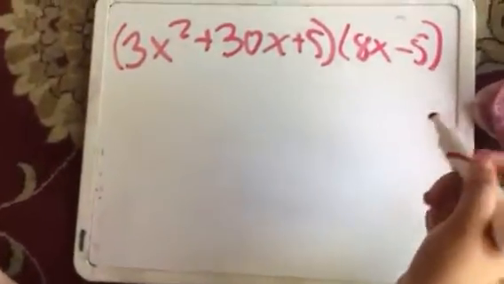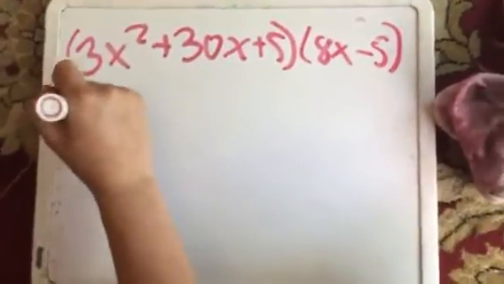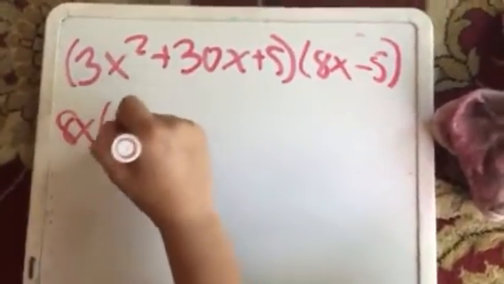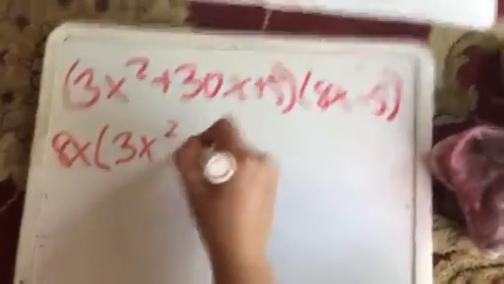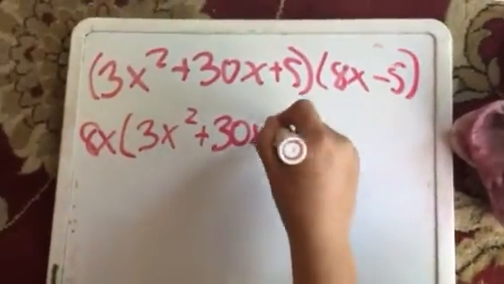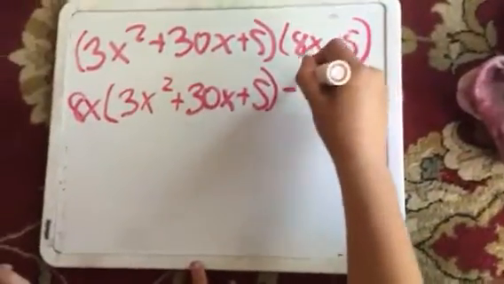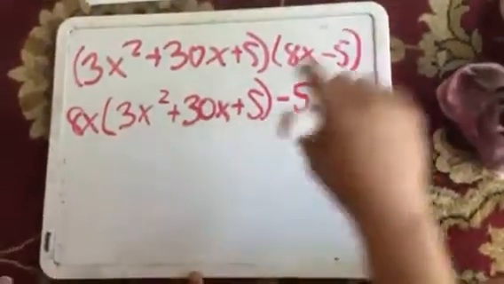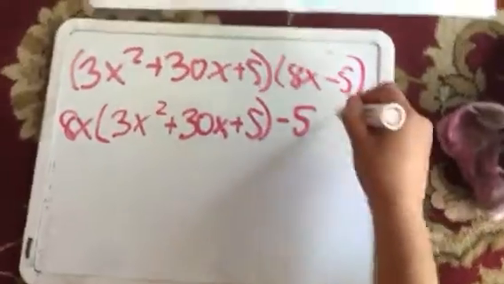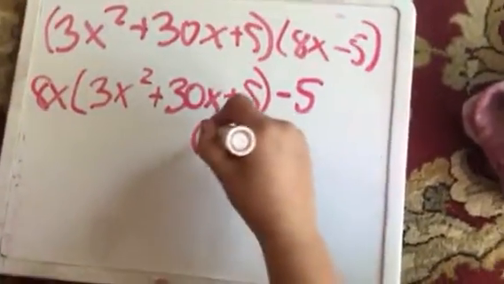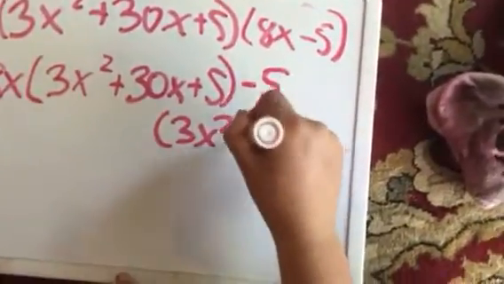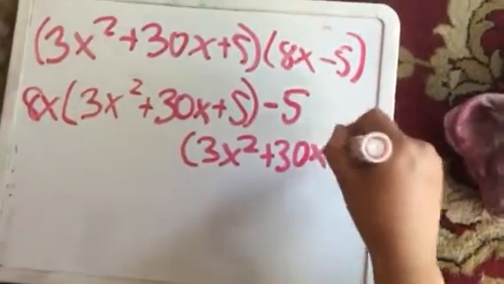So first, we once again have to distribute. So we get 8x times 3x squared plus 30x plus 5. And then we just have to distribute negative 5. So we get minus 5. Keep in mind, you have a minus, not a plus. And we'd have minus 5, and I'm going to write it right here. We have 3x squared plus 30x plus 5.